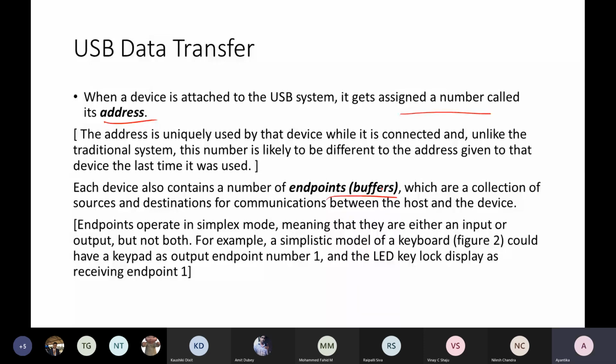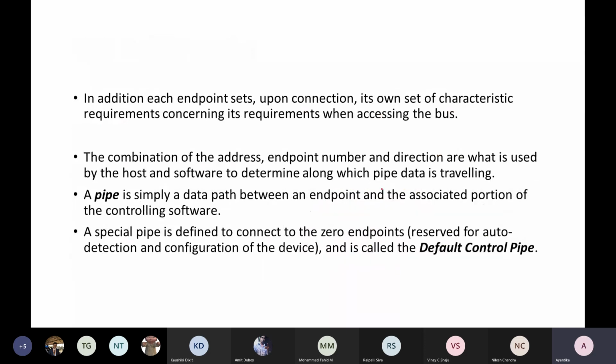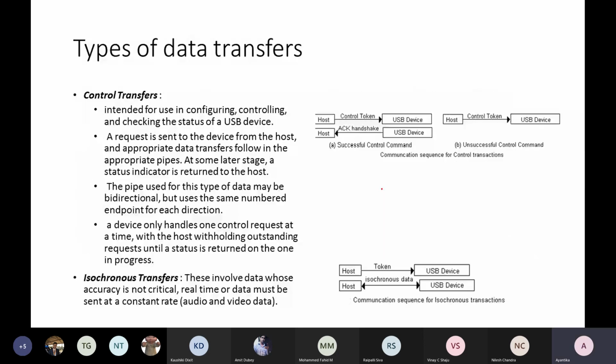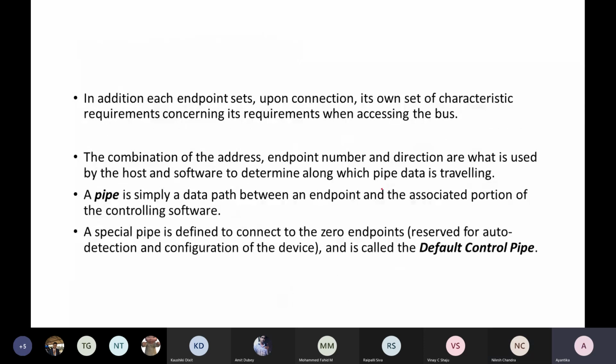Of course, endpoints operate in simplex mode. That means they are either an input or working as an output. Okay. Next one is the pipe. The pipe you have already seen in the layout.